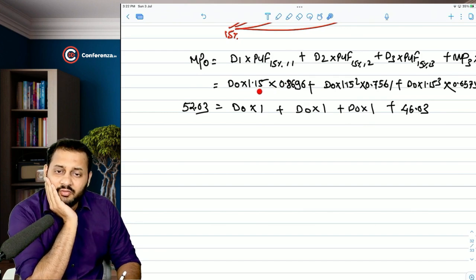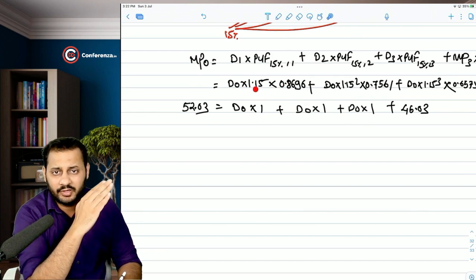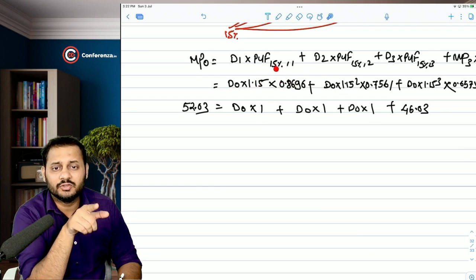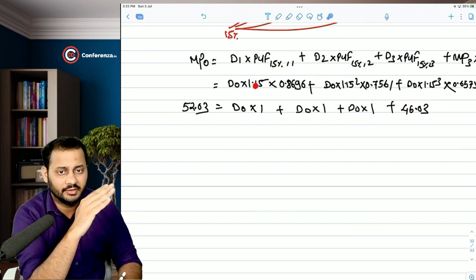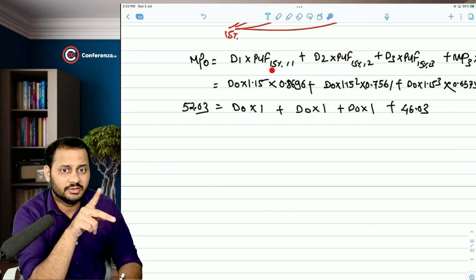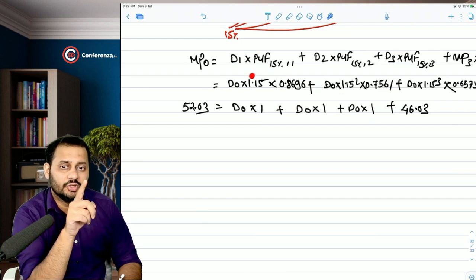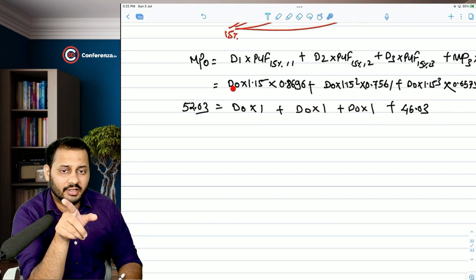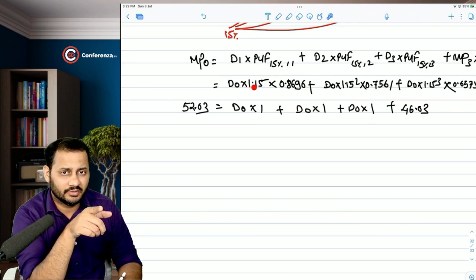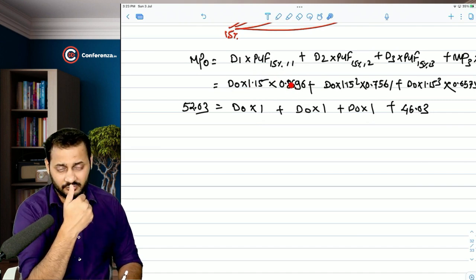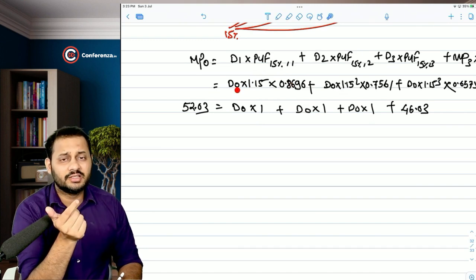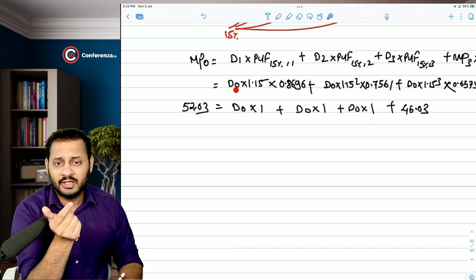Because 1.15 means growing by 15%, and this one is discounting by 15%. So to the same figure, you are taking 15 steps ahead when you multiply it with 1.15, but when you multiply it with 0.8696, you are going back 15 steps. So you are taking this figure 15 steps forward and then again 15 steps backward, so you reach the same answer.